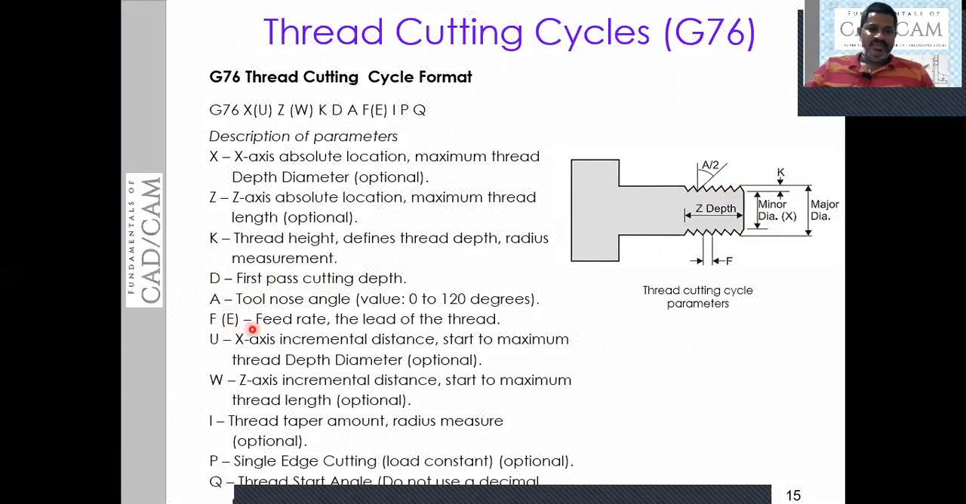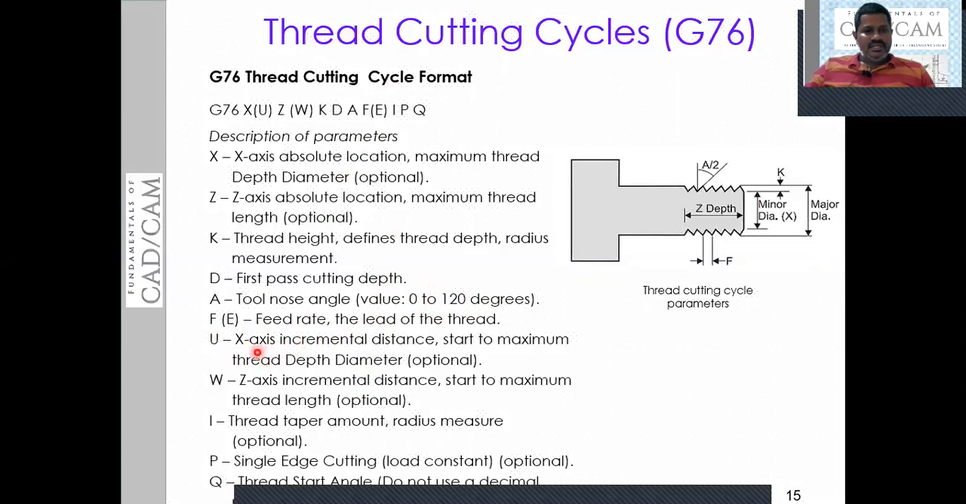That indicates the D. Then A indicates the tool nose angle. This varies between 0 to 120 degrees. If you want, you need to specify the angle of the tool nose radius also. Then feed rate we need to specify. Sometimes, if it is a multi-pass thread, we need to specify the lead. Otherwise, if it is a single start thread, we need to specify the feed rate.